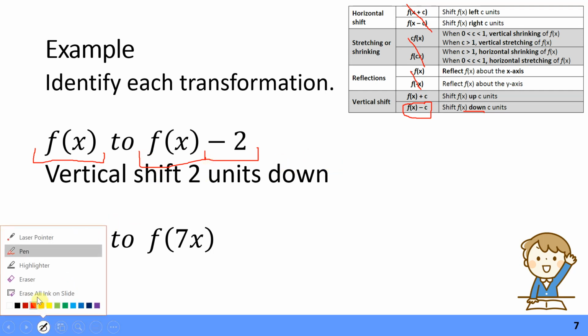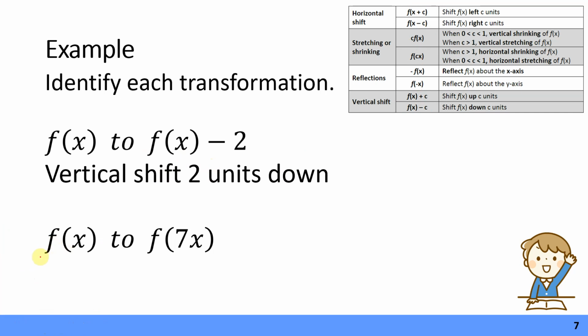Okay, let's go ahead and try the next one. What happens if I grab an f of x and I convert it to f of 7x? So look at that. We have a number inside the parentheses in front of the x. So let me go down my table. Which one's the one? It would be this one, right? This is when I have a number. Remember, C represents a number. So this is when I have a number inside the parentheses.